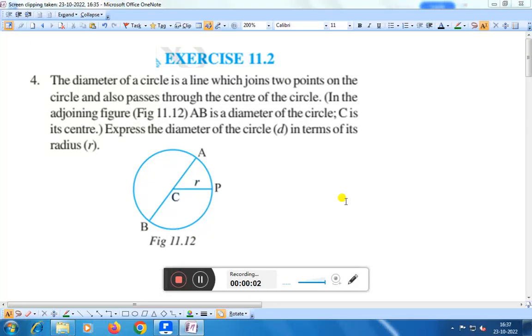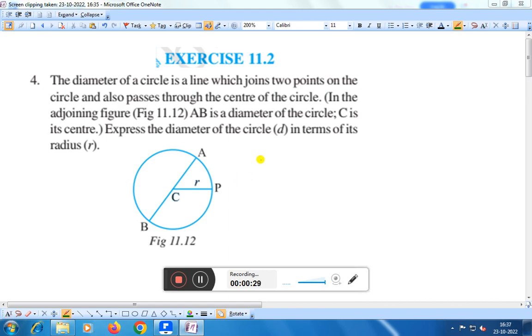Hello everyone. Today we shall discuss exercise 11.2 question number 4. The diameter of a circle is a line which joins two points on the circle and also passes through the center of the circle. In the adjoining figure 11.12, AB is the diameter of the circle, C is its center. Express the diameter of the circle in terms of its radius.